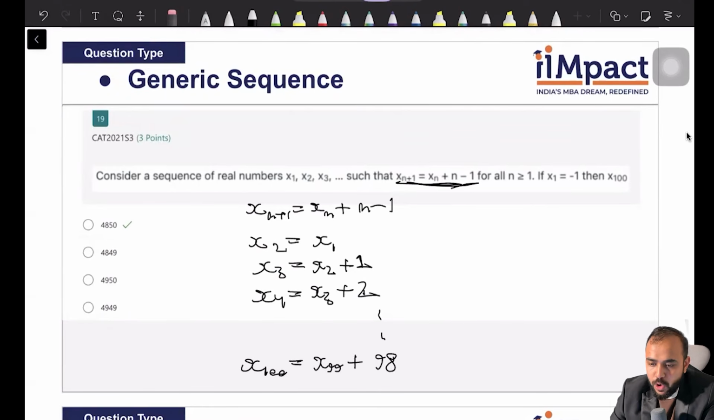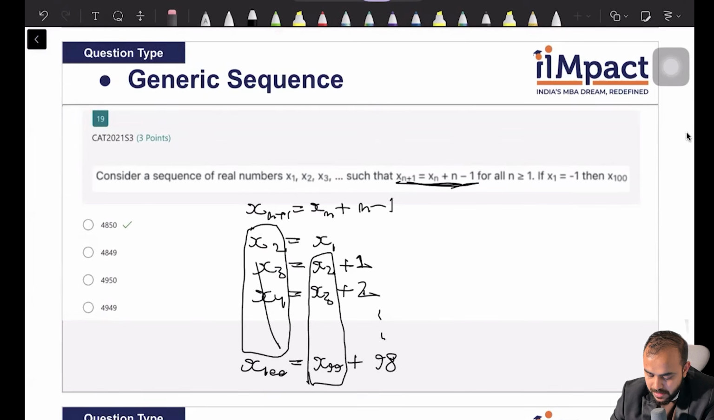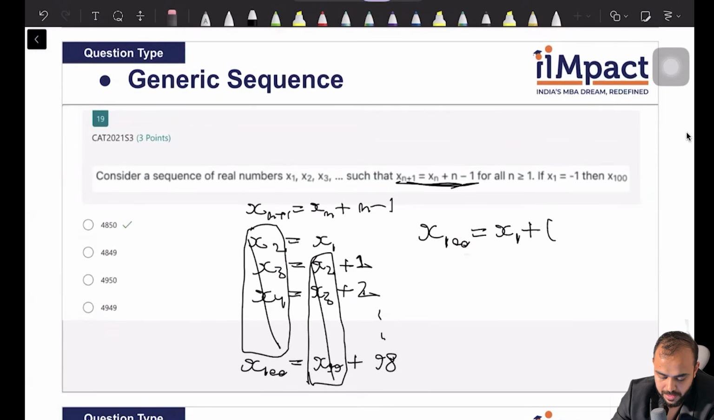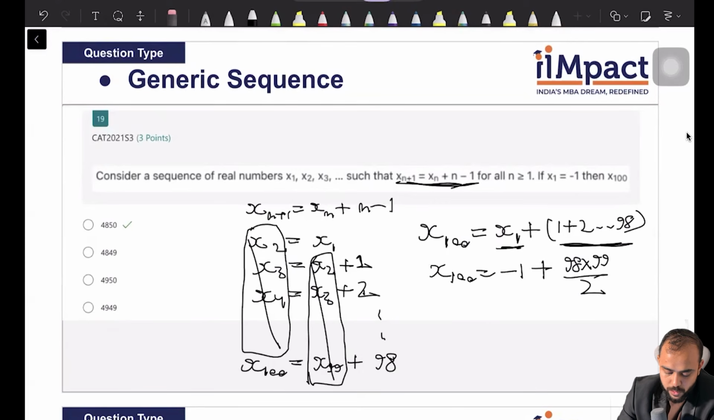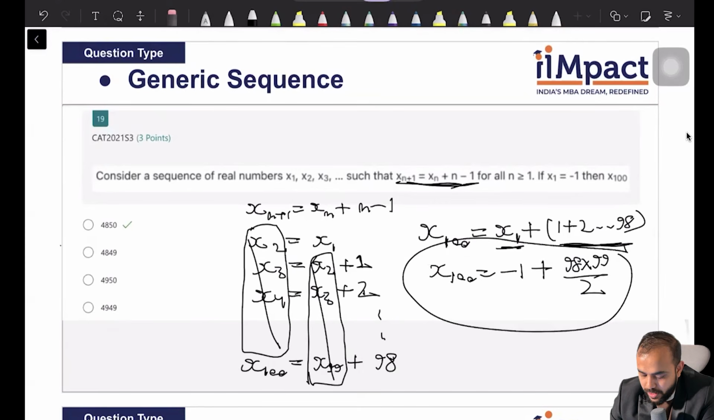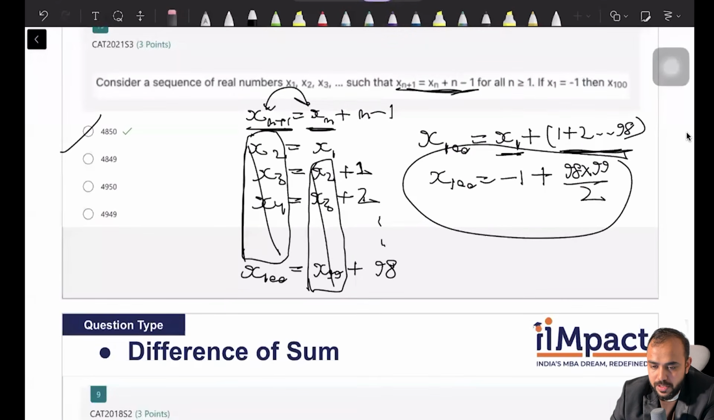Now when I add all of these equations, x2 till x99 will cancel with x2 till x99. This is cancelled, this is cancelled. I will be left with x100 is equal to x1 plus 1 plus 2 till 98. A sum that I know as 98 into 99 by 2, n into n plus 1 by 2. x1 is minus 1. x100 is going to be equal to this. This you can calculate as 4850. So when you have direct correspondence like this, with a plus sign, you should write these and add the equations. The terms will cancel out.